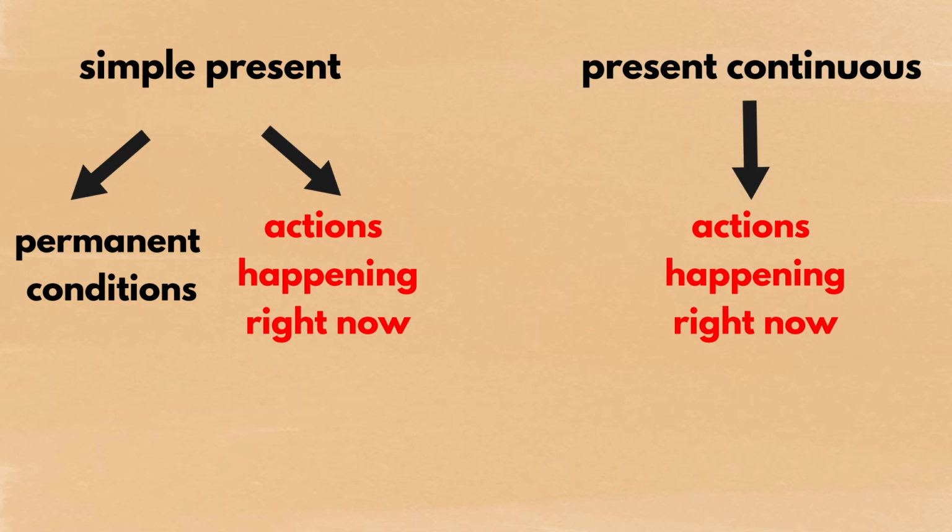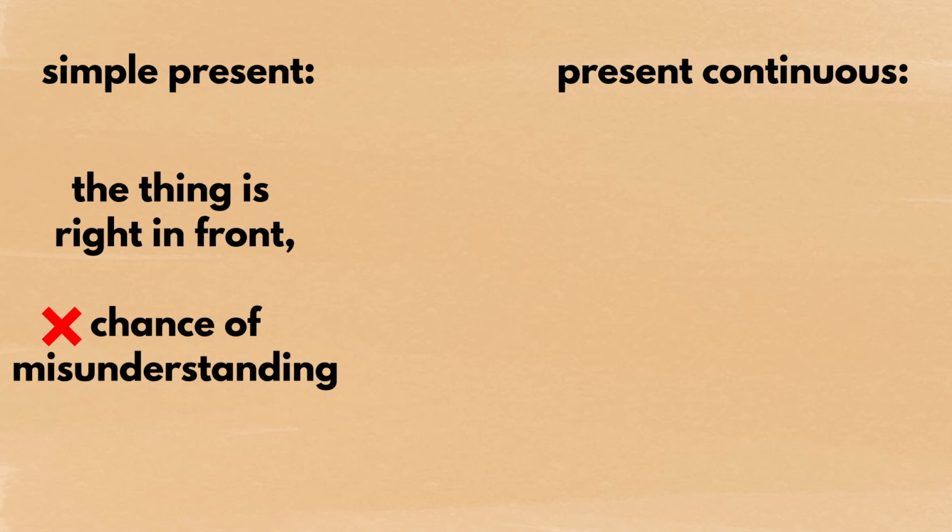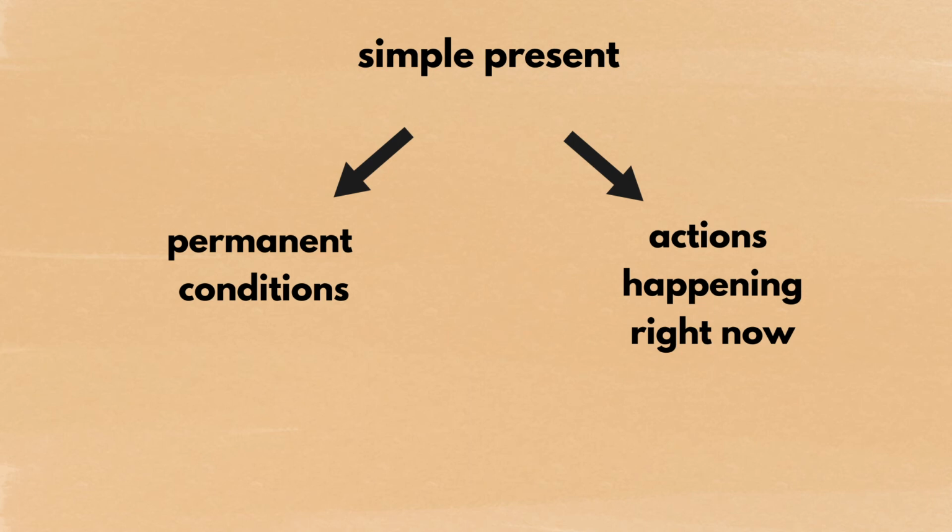How do we choose between the two? Grammar books spend days explaining the difference. But to put it simply, you only use the simple present tense when the thing is right in front of you and there's no room for misunderstanding. For the rest of the cases, you choose the present continuous tense. Why is this so? It is because the dual meaning of the simple present tense can cause misunderstanding. Since the other meaning of the simple present tense refers to something permanent, you need to have the thing right in front of you in order to prevent misunderstanding.